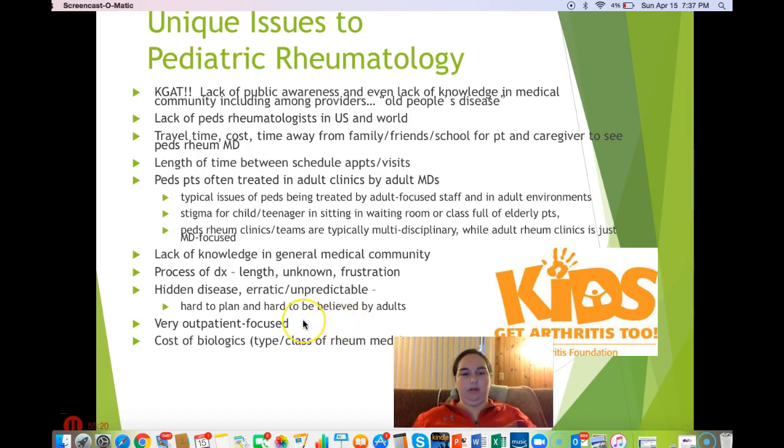Again, we've talked about the issues of it being very outpatient focused, like a lot of other chronic diseases, but that's harder because kids and families don't get not just child life support, but social work, nurse practitioner, the chaplain, all the services that we have.